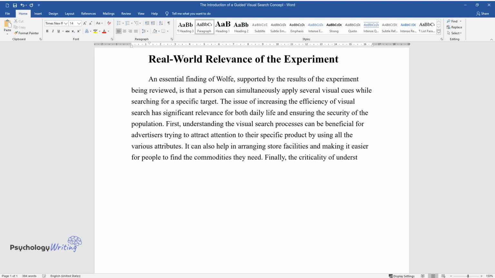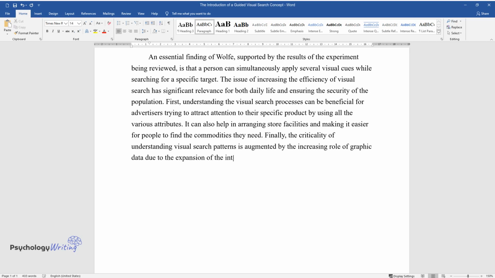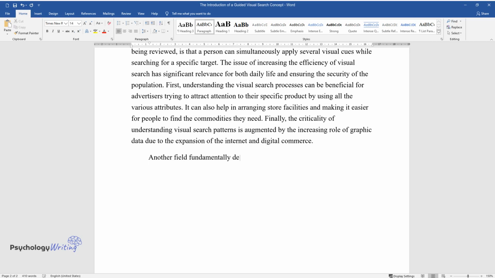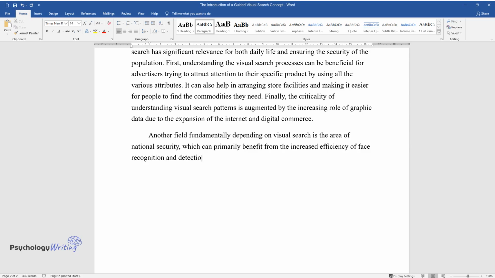Finally, the criticality of understanding visual search patterns is augmented by the increasing role of graphic data due to the expansion of the Internet and digital commerce. Another field fundamentally depending on visual search is the area of national security, which can primarily benefit from the increased efficiency of face recognition and detection of prohibited articles during their transportation.